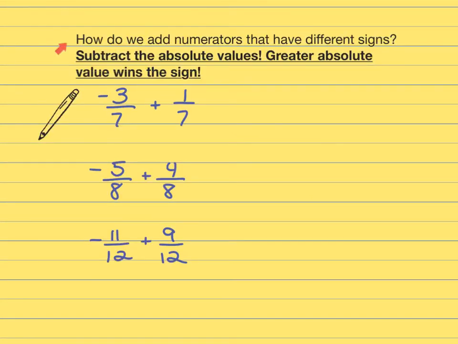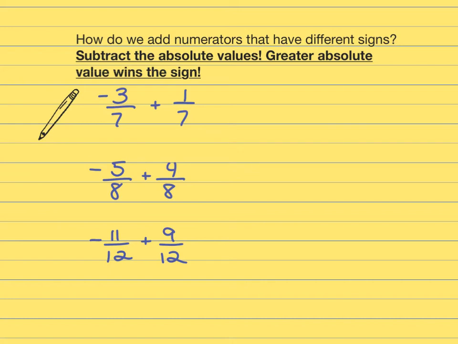So this leads to our next question. How do we add numerators that have different signs? Exactly the same way we did last chapter with whole numbers. Subtract the absolute values. Greater absolute value wins the sign. I would like you to copy everything that I do. Remember, it doesn't matter what the numerators are as long as the denominators are the same.